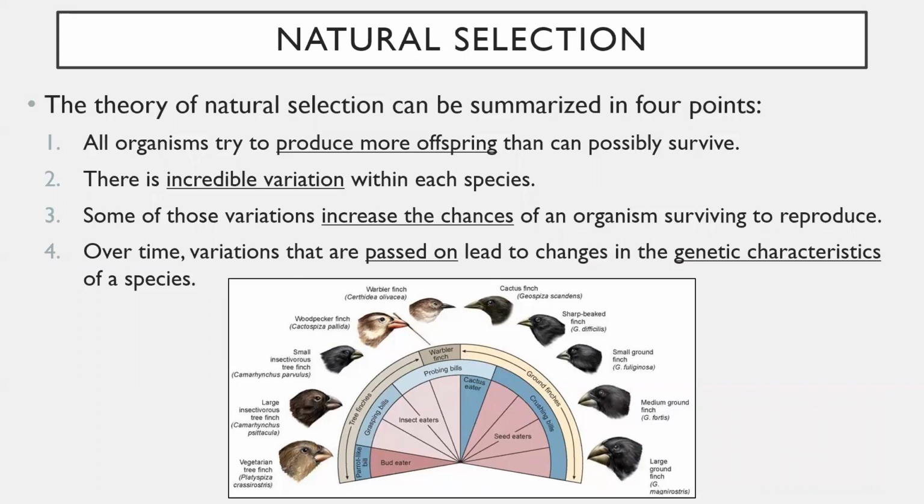And then the last one, over time, variations that are passed on lead to changes in the genetic characteristics of a species. It's important to note that this doesn't happen just in a little while. We're not even talking 100 years, we're not even talking 1,000 years. This takes tens of thousands of years to work its way through. It takes a very long time for these variations to be passed on to an entire population of a species. It takes time for this to be affecting how the species looks.